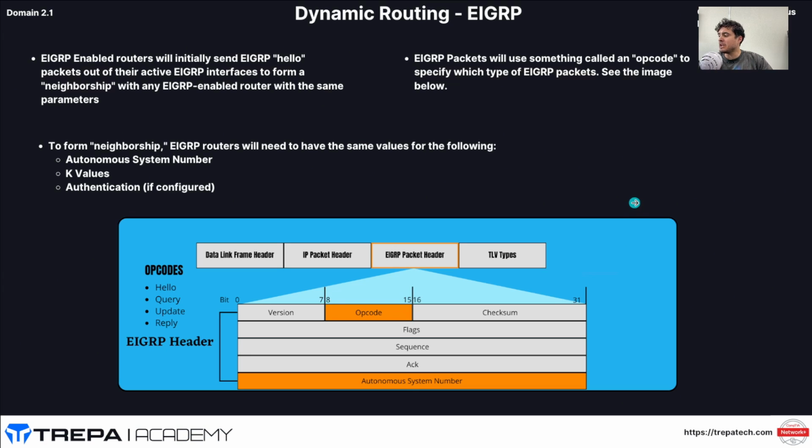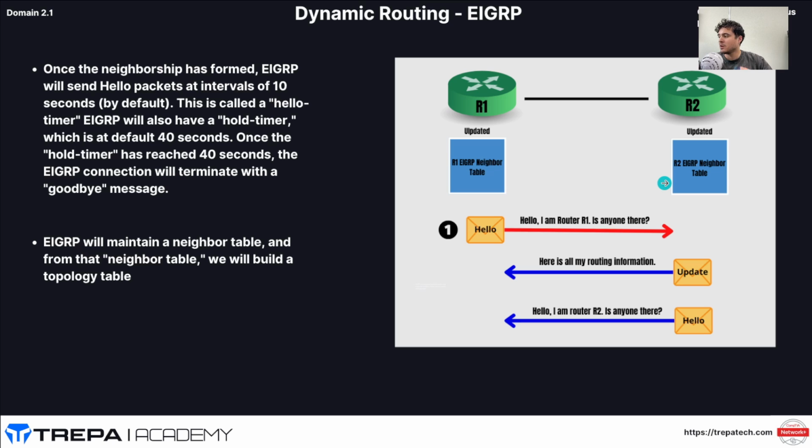So EIGRP-enabled routers initially send hello packets. Okay, those hello packets, the autonomous system and the K values have to match. And if they do, EIGRP-enabled routers will become neighbors. Once neighborship is formed, EIGRP is going to send hello packets at intervals of 10 seconds and a hold timer at 40 seconds. If we don't hear from our neighbor within 40 seconds, we consider them down. And that's how we maintain our neighbor table.